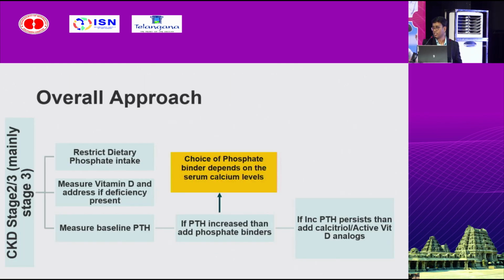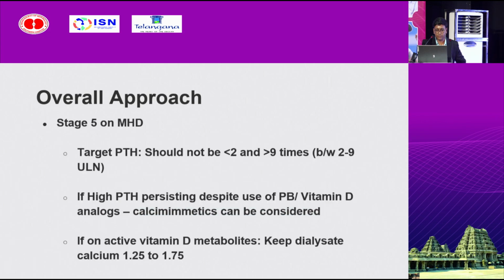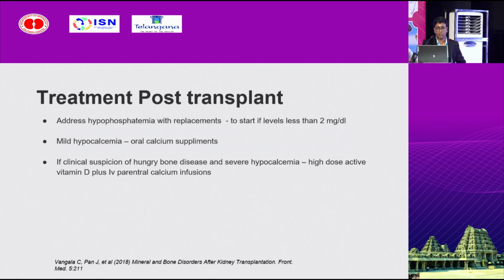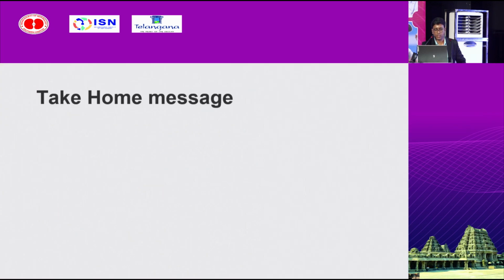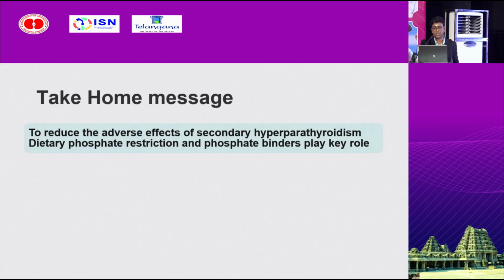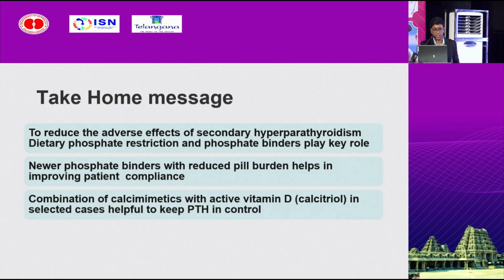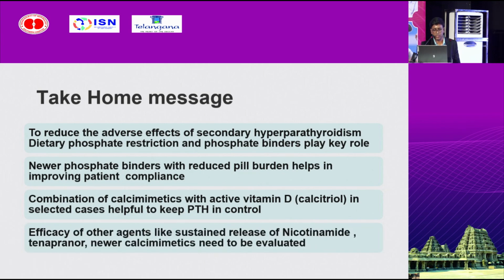Last slide. Take-home message: to reduce the adverse effects of secondary hyperparathyroidism, dietary phosphate restriction plus phosphate binders play a key role. Newer phosphate binders with reduced pill burden help in improving patient compliance. Combination of calcimimetics with active vitamin D in selected cases is helpful to keep PTH under control. Efficacy of other agents like sustained release nicotinamide, tenapanor, and newer calcimimetics needs to be evaluated.